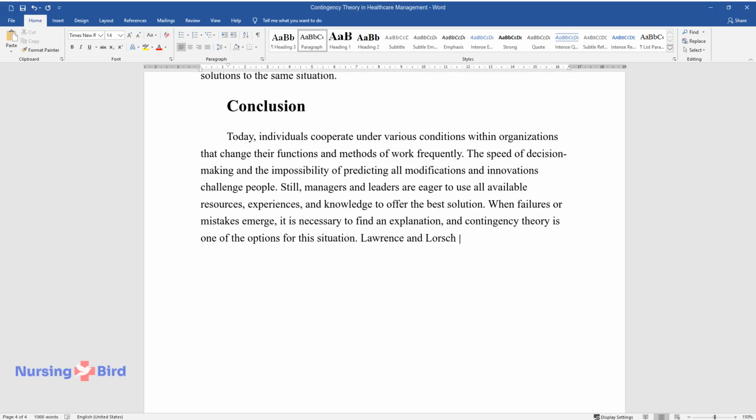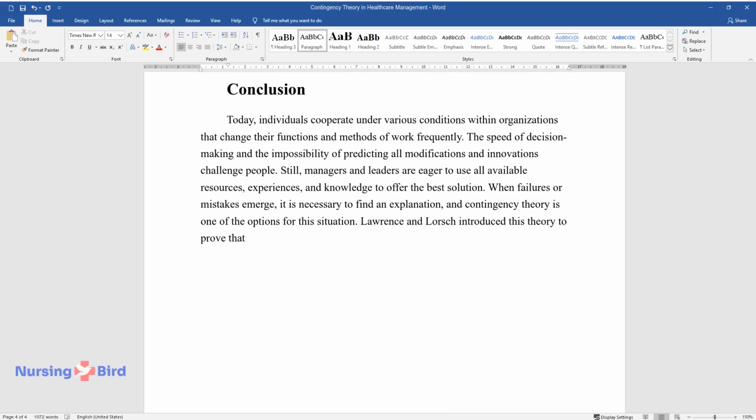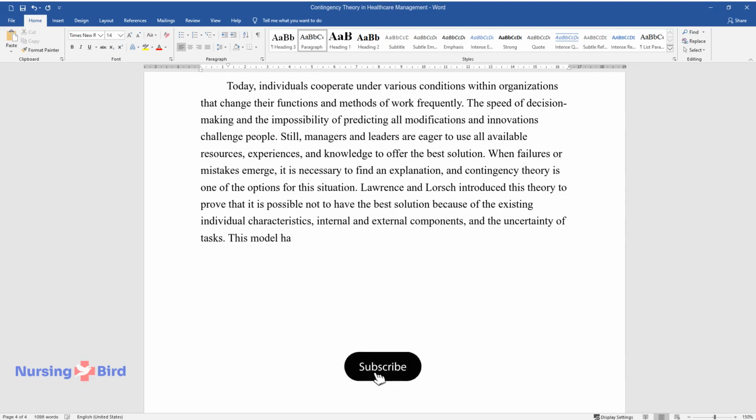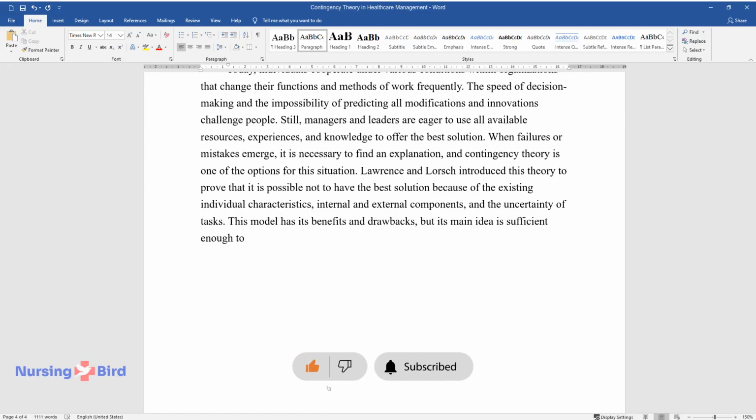Lawrence and Lorsch introduced this theory to prove that it is possible not to have the best solution because of the existing individual characteristics, internal and external components, and the uncertainty of tasks. This model has its benefits and drawbacks, but its main idea is sufficient enough to be implemented in healthcare management.